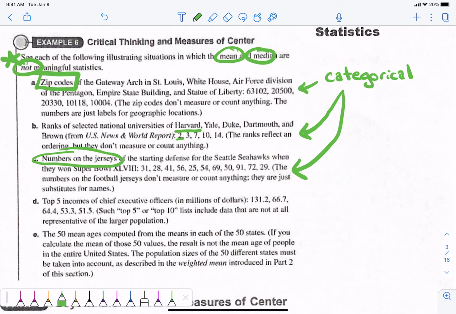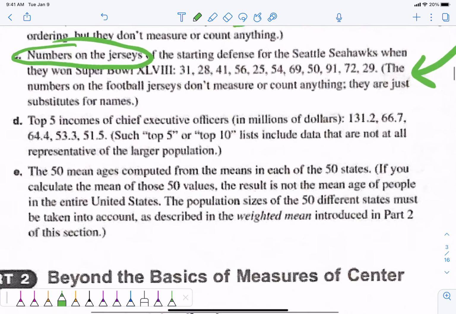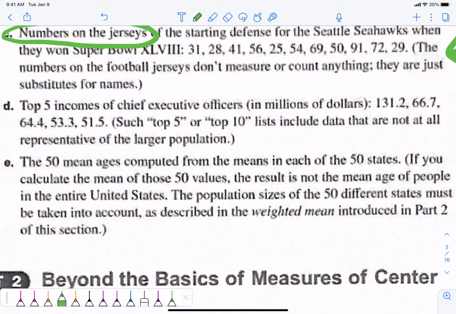Okay. So all of these are categories. Now the next one is not a category. It says the top 5 incomes. Okay, pay attention to this very carefully. Top 5 incomes of the CEOs of massive corporations.